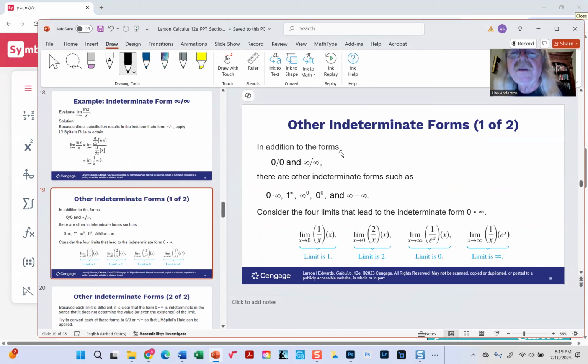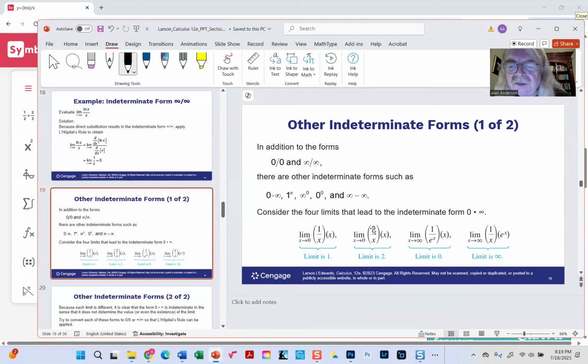Now I mentioned before there are other indeterminate forms that do not let us use L'Hopital's rule. Here's some of them: 0 times infinity, 1 to the infinity power, infinity to the zero, 0 to the 0, infinity minus infinity. So what they're basically encouraging us to say is, listen, even if we run into one of these, there's a very real chance that we could rearrange our limit algebraically and turn it into something that is going to lead to either 0 over 0 or infinity over infinity with direct substitution.